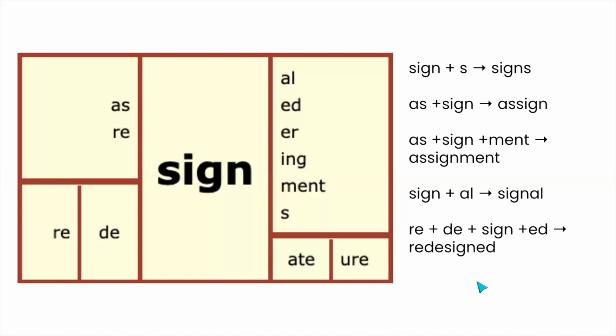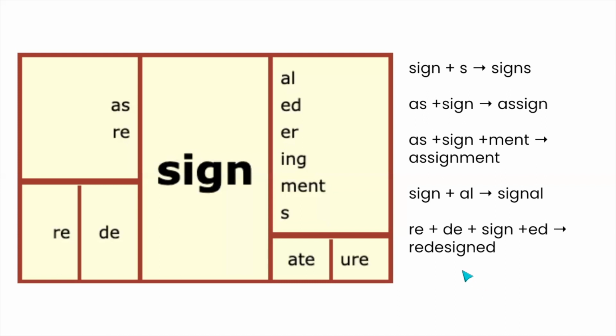Using this matrix, a student might develop the following word sums. SIGN plus S is rewritten as SIGNS, signs. AS plus SIGN is rewritten as ASSIGN, assign.